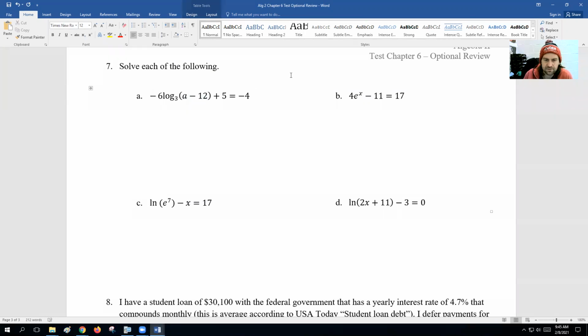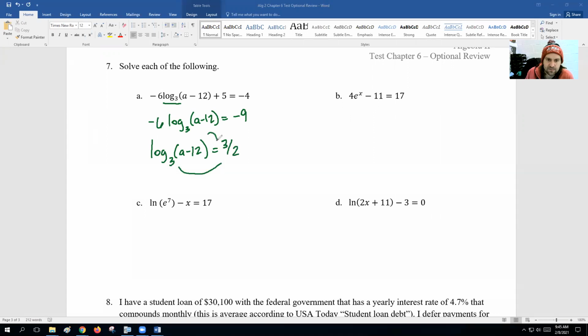All right, solve each equation. Okay, so if we have a log here, we need to isolate it before we start moving things. So let's subtract the 5 over, so we get -6 log base 3 of a minus 12 is equal to, subtract the 5, that's -9. All right, next, let's divide by -6. So we have log base 3 of a minus 12 is equal to -9 divided by -6, that becomes a positive 3 over 2.